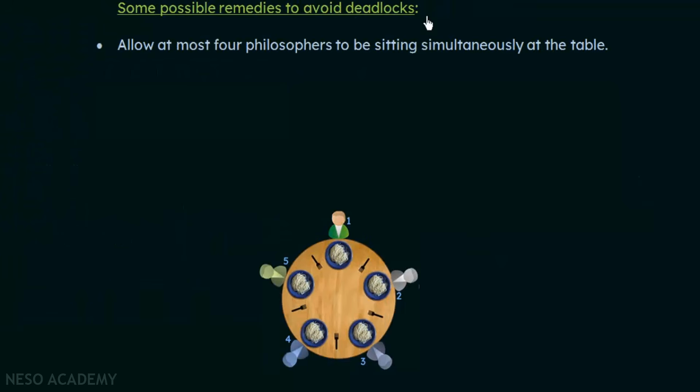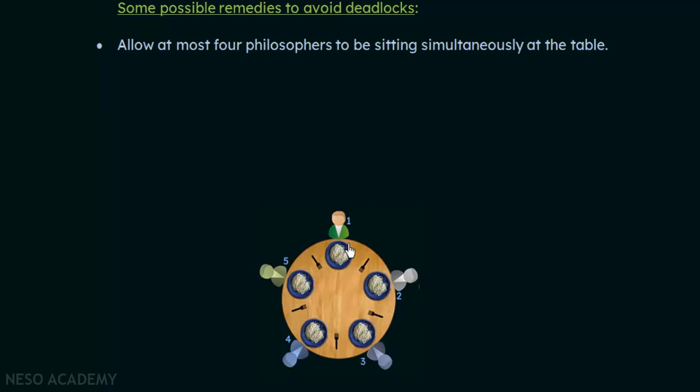So here we'll be discussing some of the possible remedies to avoid the deadlock. The first one is to allow at most 4 philosophers to be sitting simultaneously at the table. So here, instead of allowing 5 of them to sit, we will be allowing only 4 of them to sit simultaneously at the table. So the number of forks will remain the same, but the philosophers will only be 4 here. So what will happen?